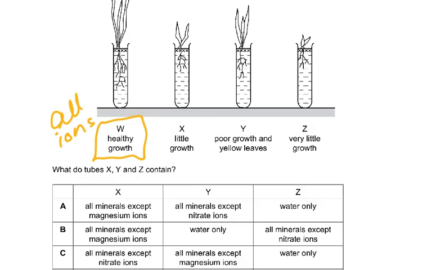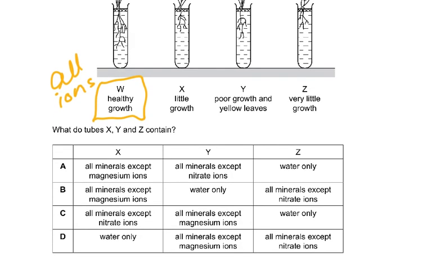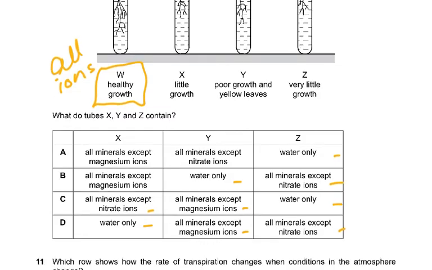Now it says, what do tubes X, Y and Z contain? In A, X contains all the minerals except magnesium ions, all the minerals except nitrate ions, water only. So just read all of it, right? But what is the point which is going to tell you what is the correct answer? Now the clue is that Y has to have all minerals except magnesium ions. Why? Because there's poor growth and yellow leaves. And this is very little growth. So this has to be water only.